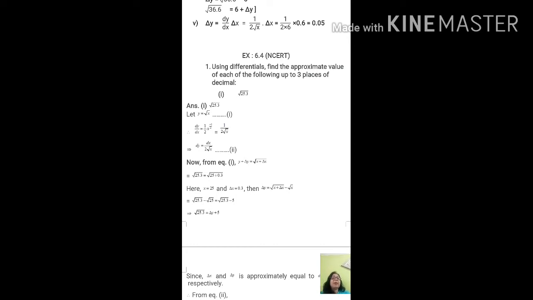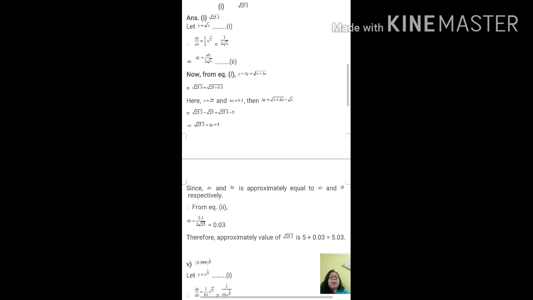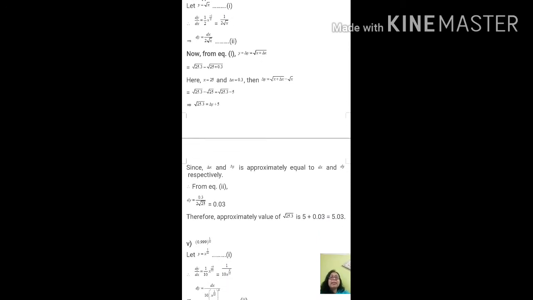Root over 25.3 is what we have to find out. That is equal to 5 plus delta y. Now delta x and delta y are approximately equal to dx and dy respectively.